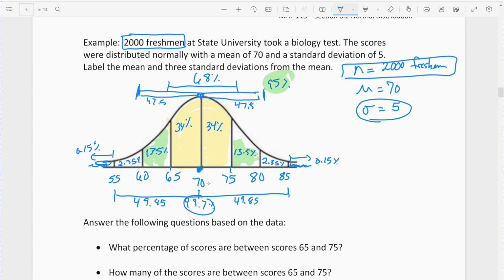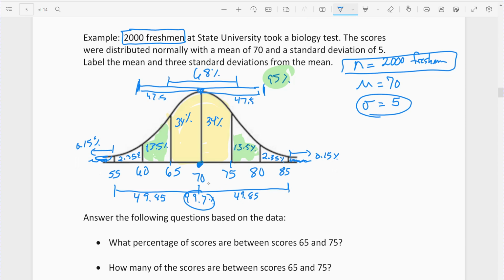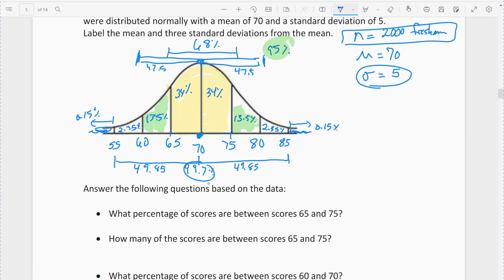All right, and so those are the percents that we're going to use. We're putting it all together to answer the following questions. This is setting up the whole curve with all of the areas using our rule of thumb. Now I've got it all set up, all the numbers marked off. We'll go to answering the questions.